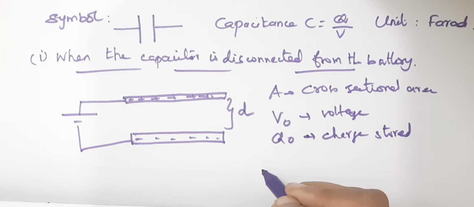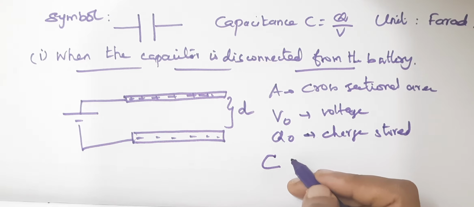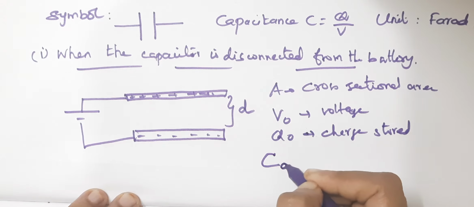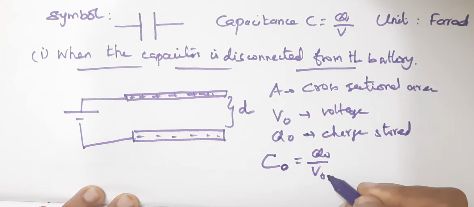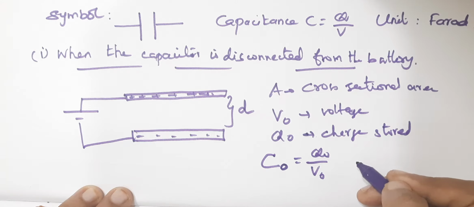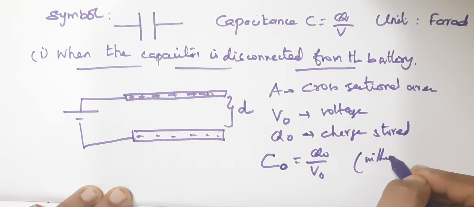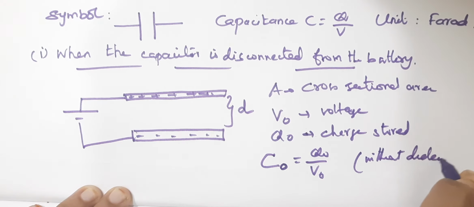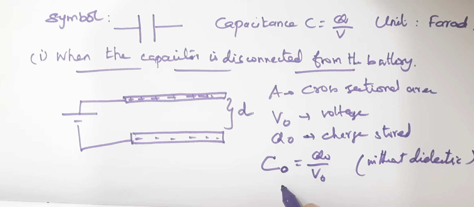So what will be the capacitance? In this case, capacitance is considered as C0. C0 is equal to Q0 by V0. Why are we representing it with 0? Because here we have not introduced the dielectric. So the capacitance of the capacitor without dielectric is C0 equal to Q0 by V0.